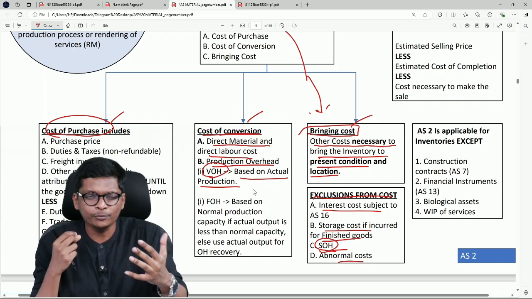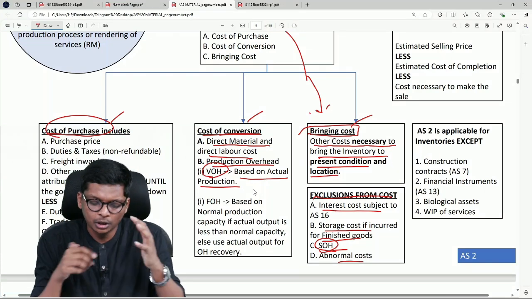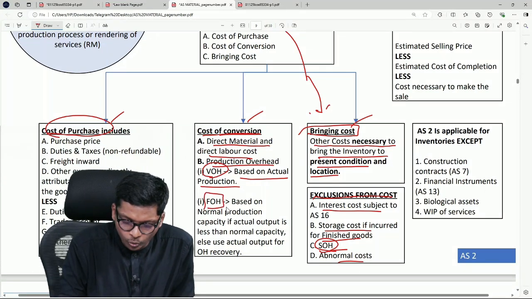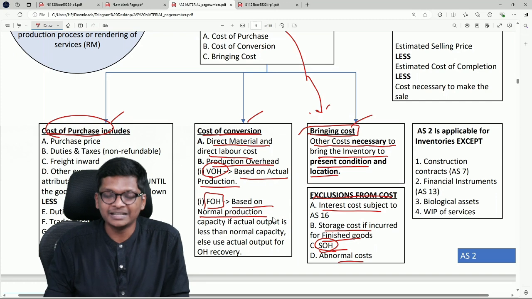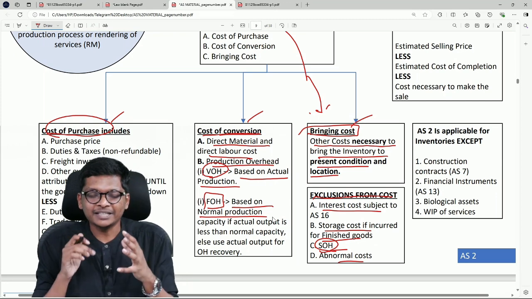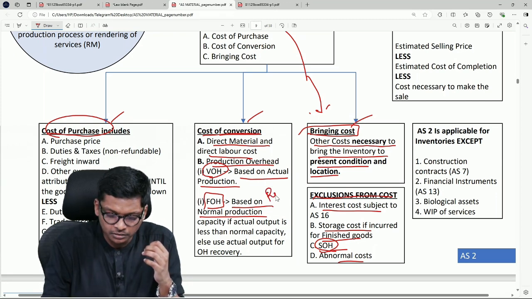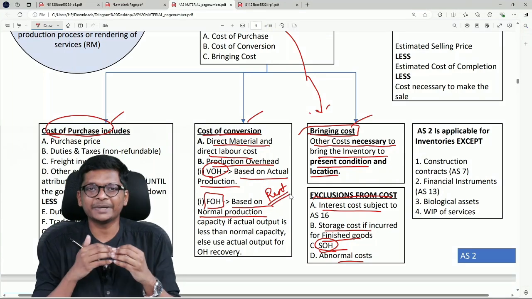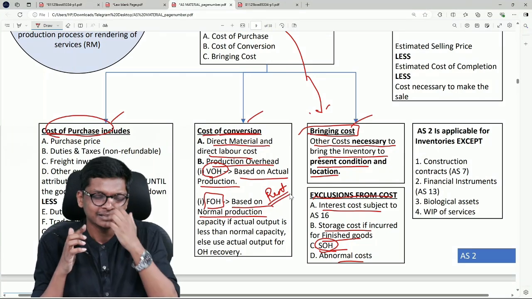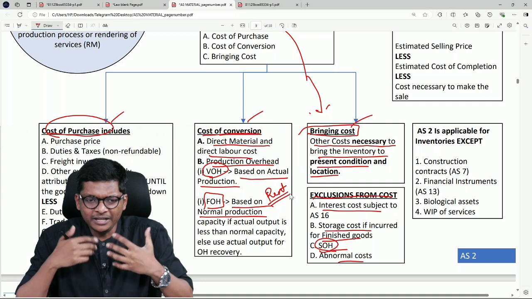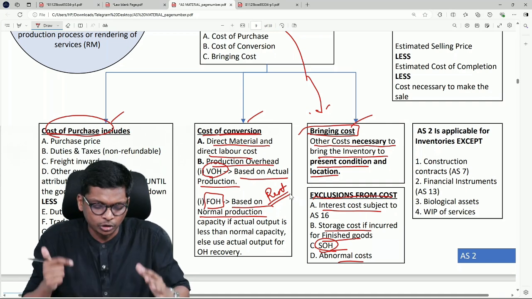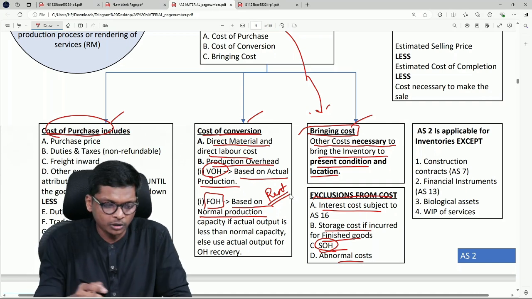If there are 100 computers, I will need 100 mouse, all of that. Fixed overhead based on normal capacity. See, fixed overhead example is rent. Why do we take based on normal capacity? Simple logic, how many ever units you manufacture, rent is not going to change. So we take normal capacity.